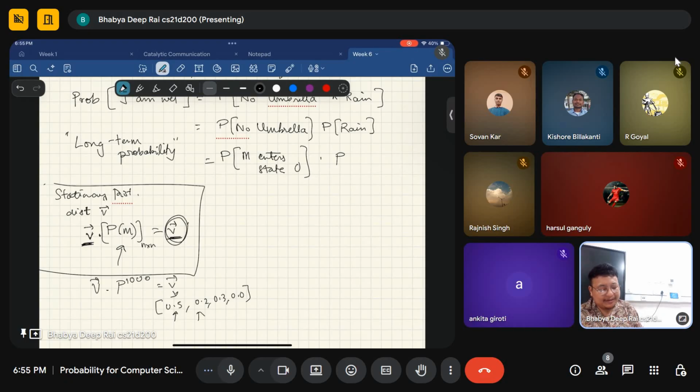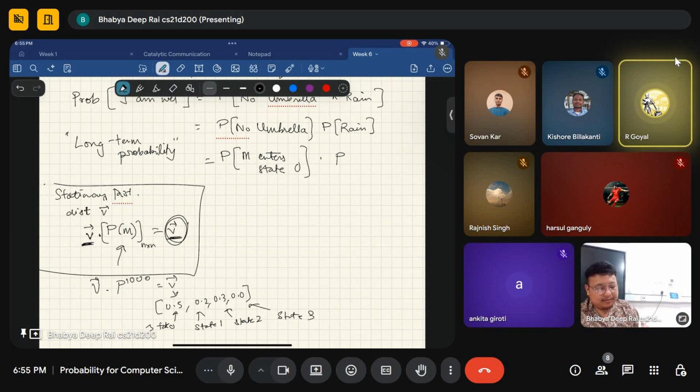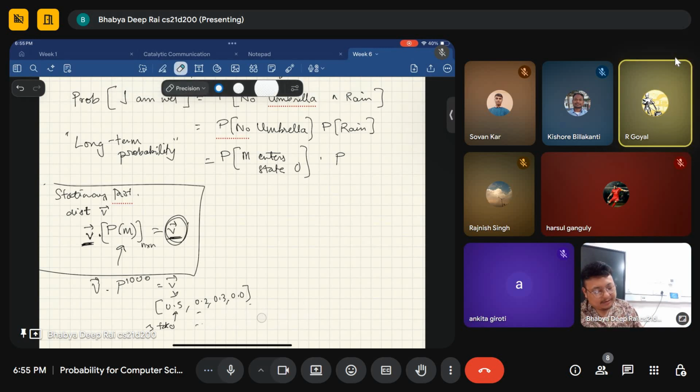Probability of entering state 1 at any point of time is 0.2. Probability of entering state 2 at any time is 0.3, and probability of entering... So I have a query here: if I design the transition matrix, say PM, then what is the guarantee that such a vector would always exist?